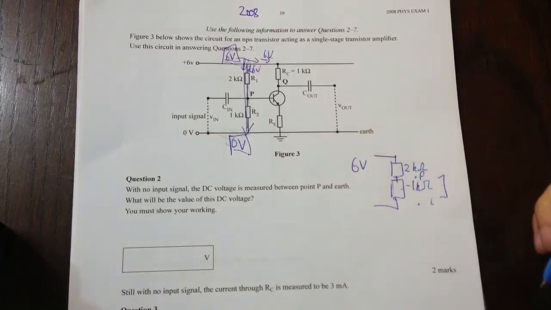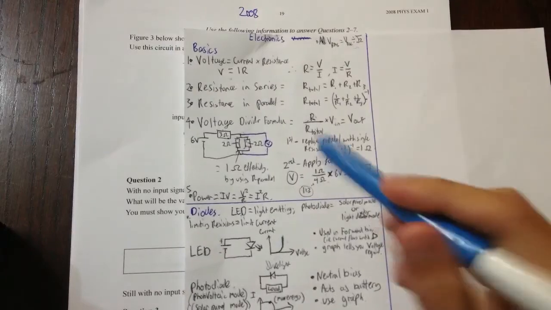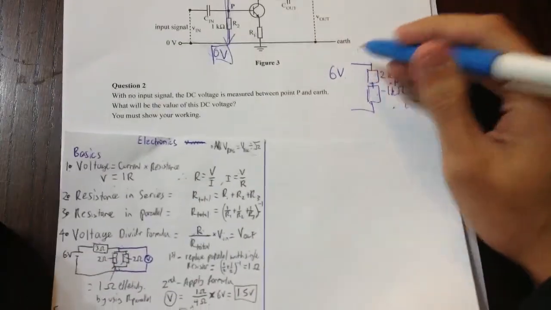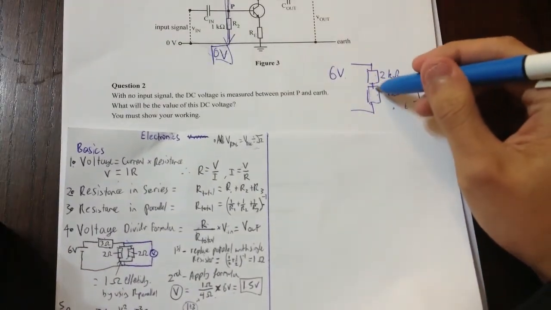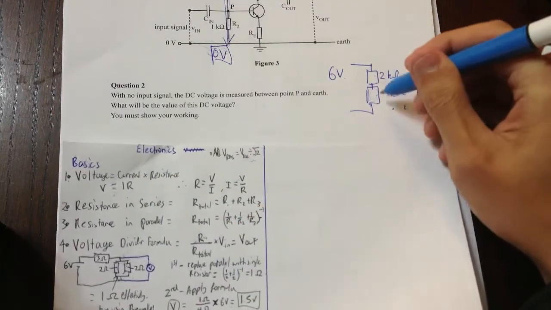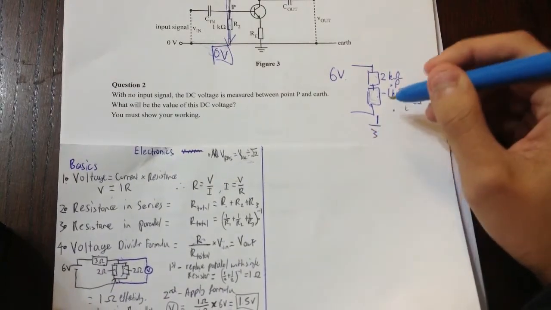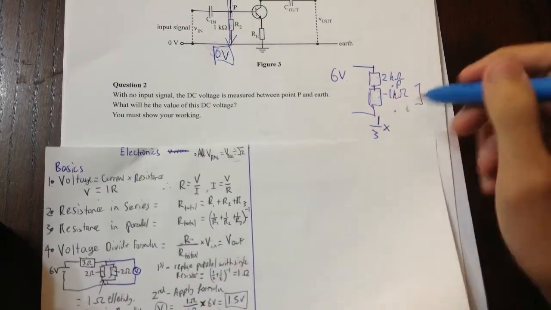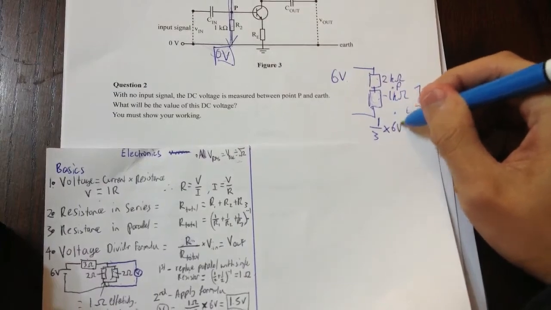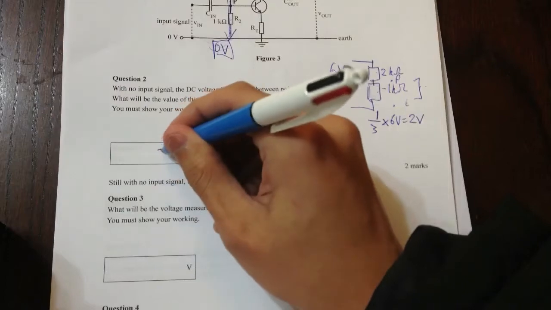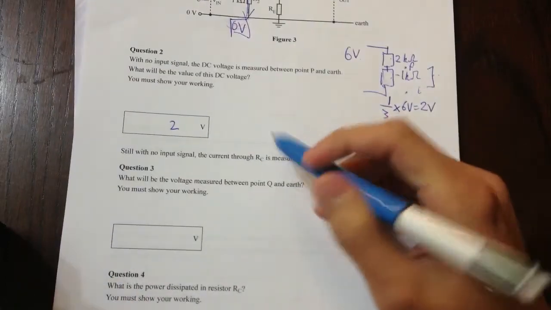And this looks very much like our voltage divider formula. So let's just bring that out. Voltage divider formula there, and apply it to our situation here. The resistor we want is this one, so we'll put that on top. The total resistance is 1 plus 2 is 3. We multiply it by the V in, 6 volts, and that gives us the V out here. So that's 2 volts. Still with no input signal.